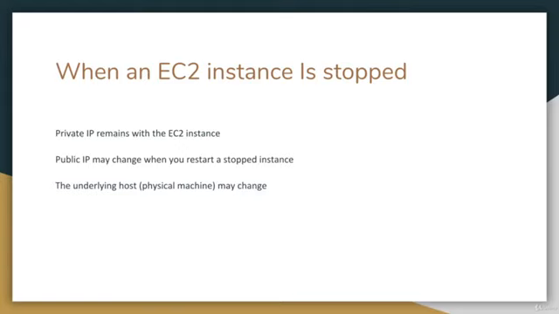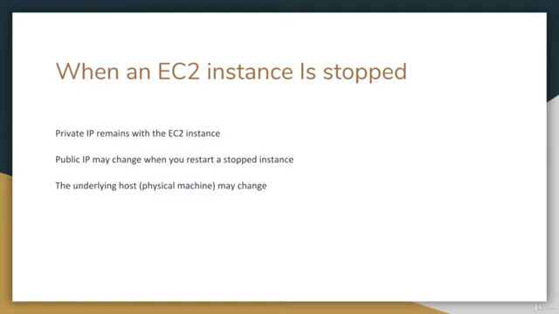When an EC2 instance is stopped, right? So we looked at the instance lifecycle earlier, but you have to know that when your EC2 instance is stopped, certain things happen. The private IP remains with the EC2 instance, but the public IP goes away. You cannot expect to keep your public IP if you stop your EC2 instance. Now that's unless you have an elastic IP attached to your EC2 instance, and that's another thing.